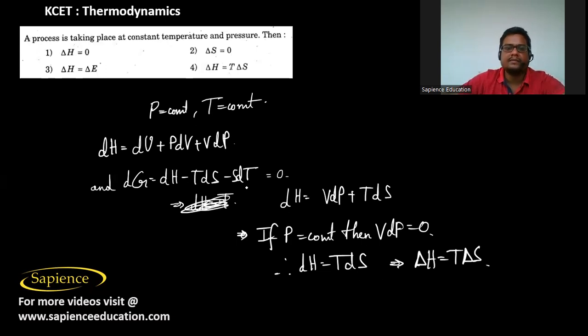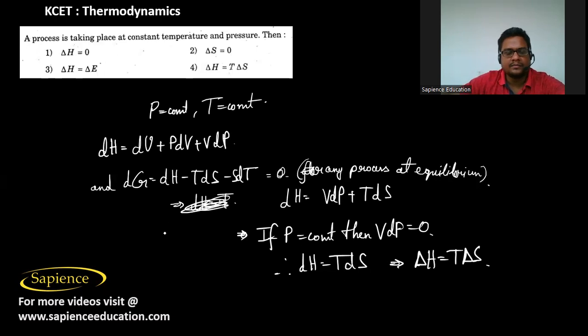Since delta G will be equal to 0 for any process which is taking place at equilibrium. So option 4 is the correct answer.